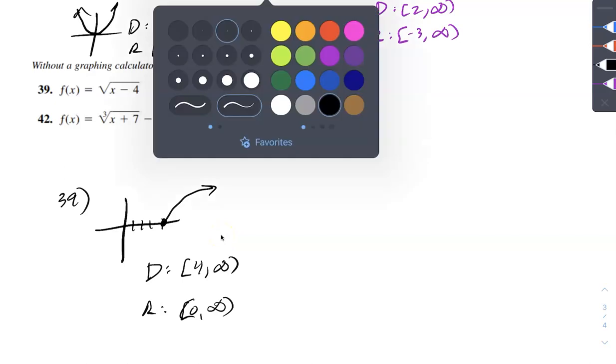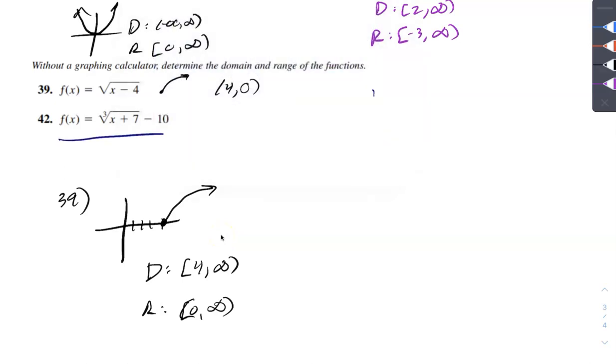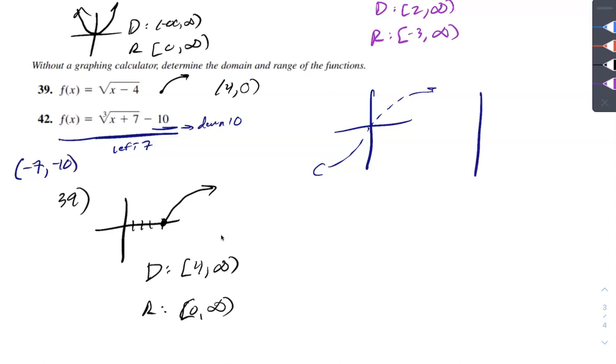The next one, x cubed. So if you know the cube root graph, the basic one looks like this. The one we have here, we have to move, inside opposite, left 3, left 7, and outside follow, down 10. So if you want to think about where you start, it would be at negative 7 and negative 10. So negative 7 and negative 10. And then you do the cubic function.